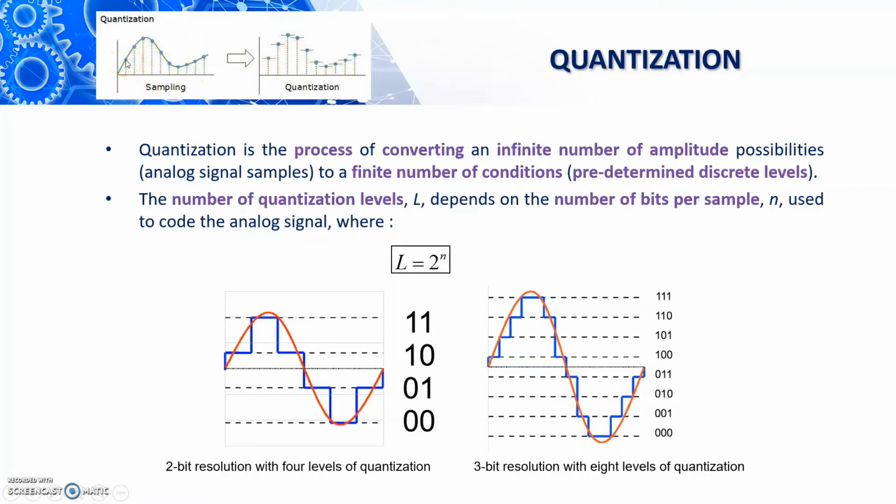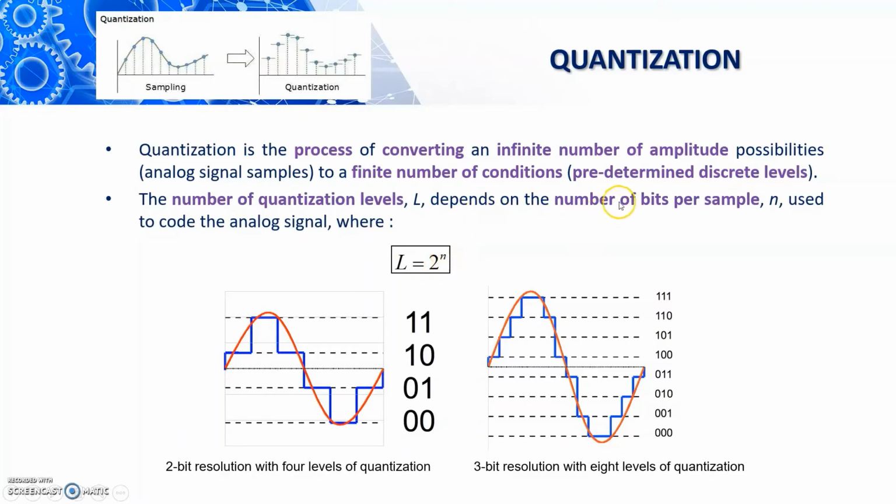For example, if we get the value 2.1, when it goes through the quantization process, it will be rounded off to 2.0. For the second pulse, for example 4.6, it will be rounded off to 5 or 4.5. It depends on the quantization level as well. One thing that we have to consider is the quantization level, which is given by this equation: L is equal to 2 to the power of n.